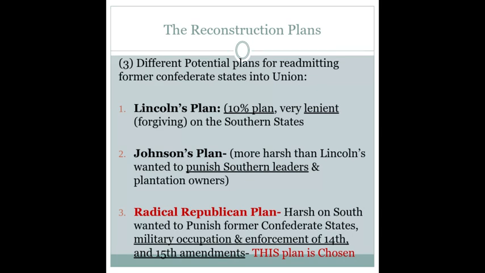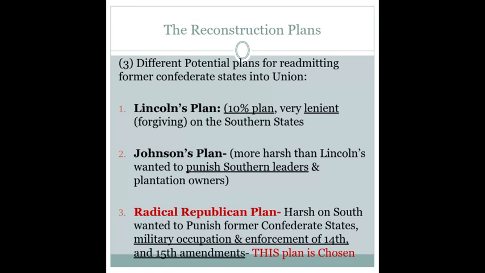The vice president. So now Andrew Johnson, Lincoln's vice president, becomes president. His plan is more harsh than Lincoln's and wanted to punish Southern leaders and plantation owners for breaking apart the Union. So this was implemented while Congress was out of session. That means President Johnson went behind Congress's back. And anytime you go behind somebody's back, can you really trust them, or do you really want to go with their idea? Absolutely not. But these are the aspects of Johnson's plan.